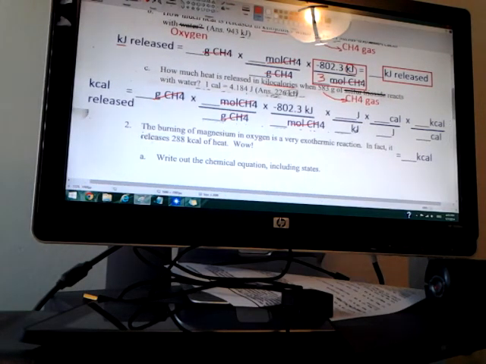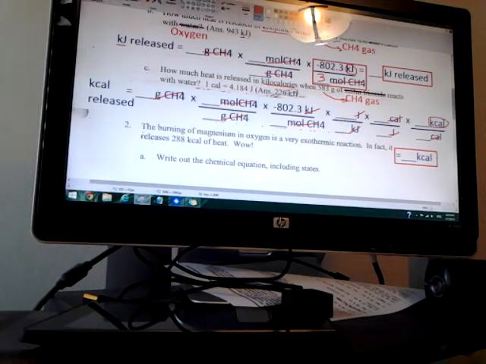So you can turn kilojoules into joules, right, in this step, and then you turn joules into calories. Now you remember that conversion. It's like 4.184 joules per calorie, right? And then you turn calories into kilocalories, and that's going to be your final answer in kilocalories.